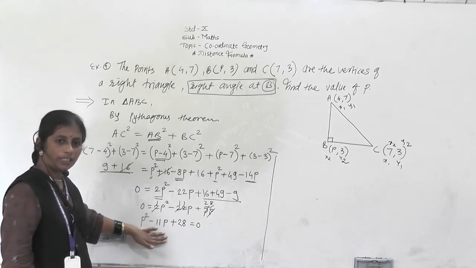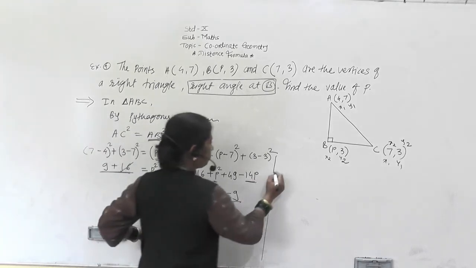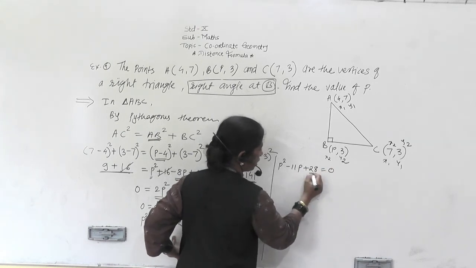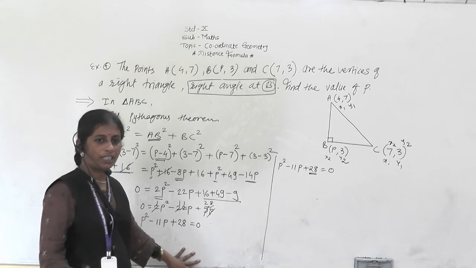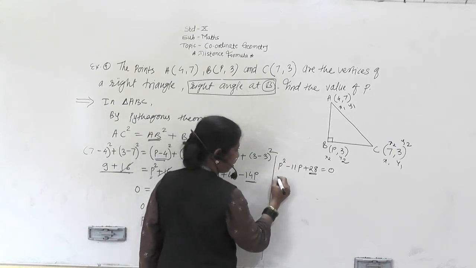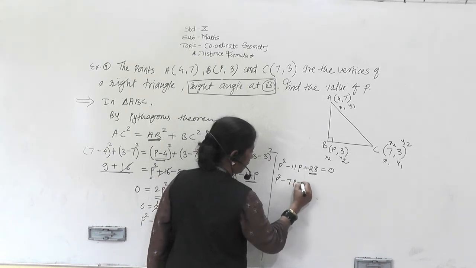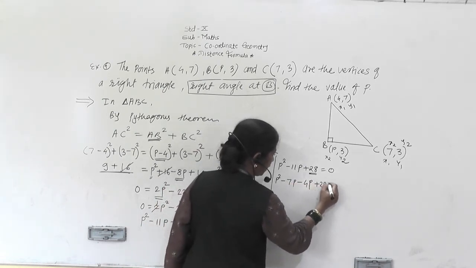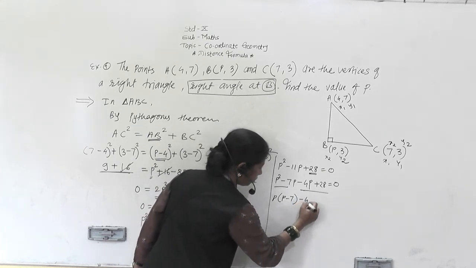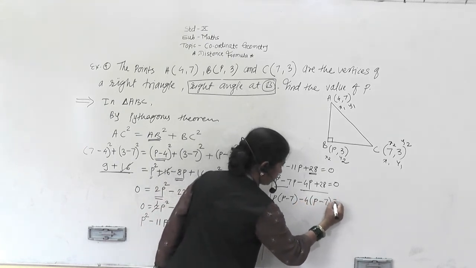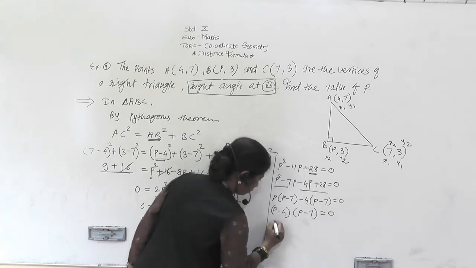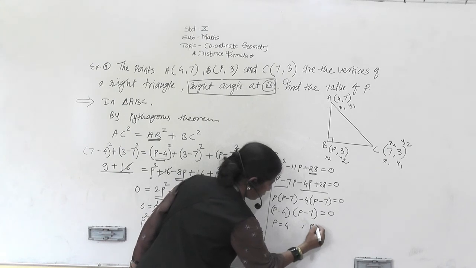Now again, which method will we use? Right, splitting the term. So p square minus 11p plus 28 equals 0. What are the factors of 28? Right, 7 and 4 make 28 and both will be negative, so on adding those two numbers, 7 and 4, you get minus 11. So p square minus 7p minus 4p plus 28 equals 0. So p in bracket (p minus 7), minus 4 in bracket (p minus 7) equals 0. So you get (p minus 4) and (p minus 7) equals 0. So p equals 4 and p equals 7.